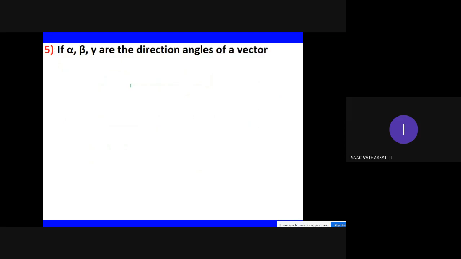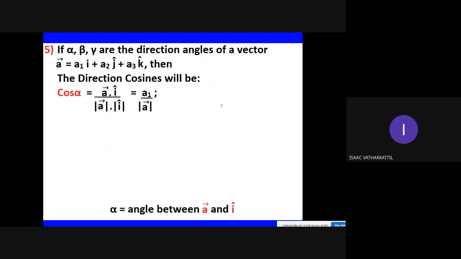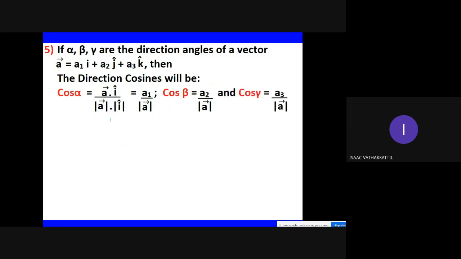If alpha, beta, gamma are the direction angles of vector A, then the direction cosines will be: cos alpha is A dot I by magnitude A magnitude I, that is simply A1 by magnitude A. Cos beta will be A2 by magnitude A. Cos gamma will be A3 by magnitude A. You have to remember this.